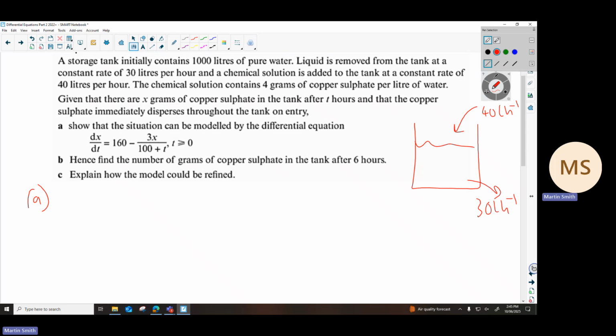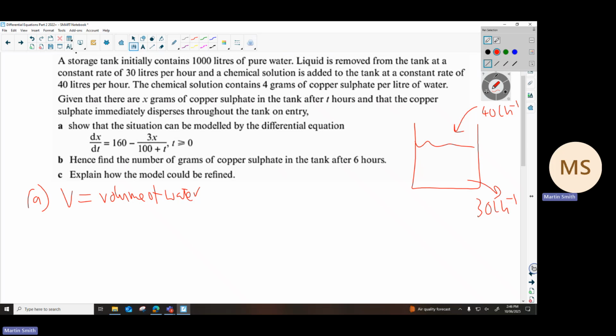So the first thing to notice is this. Not only is the amount of copper sulfate X in the tank going to change, but the volume of liquid in the tank is going to change as well. And the volume is going to be relevant. So I'm going to let V equal the volume of water in the tank.